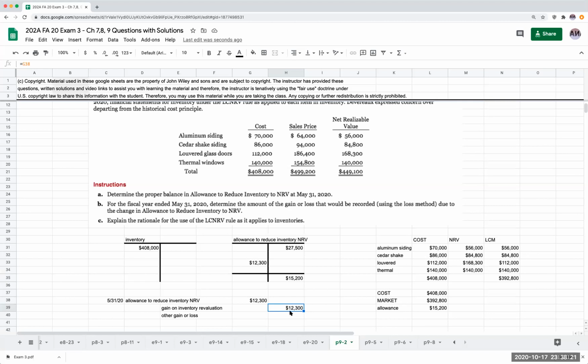So the rationale for using the lower of cost or net realizable value is because when we show our inventory on our financial statements to our investors, they need to know what the company could realize from this inventory, so inventory is not being overstated. And that's really the reason why we go through this exercise.